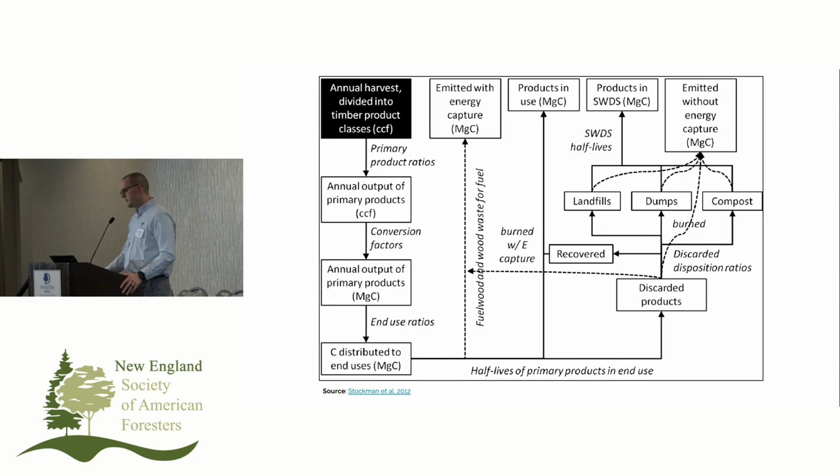But they can also be emitted with energy capture. You're using some of that harvested wood to capture as a part of energy. Maybe it's wood going into a boiler, something like that. Or it's emitted without energy capture. It's just left there to decay in that case. And so all of those have different factors when we talk about different forest types and different regions. They're all going to have different rates of decay, different ways that we allocate harvested wood into these 4 different pools.